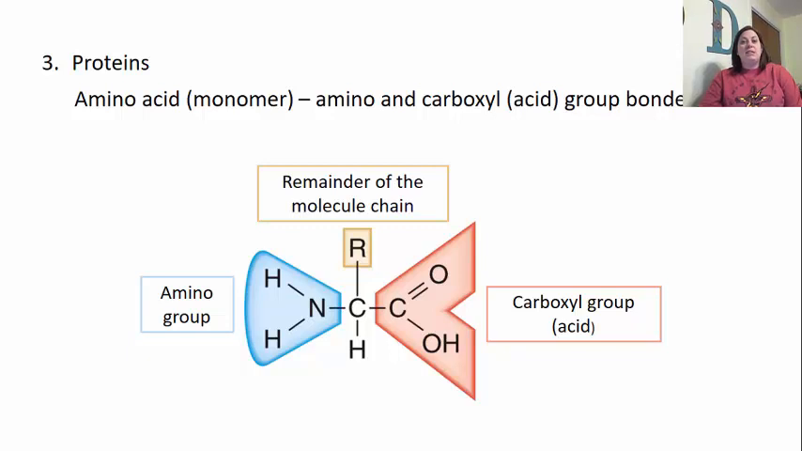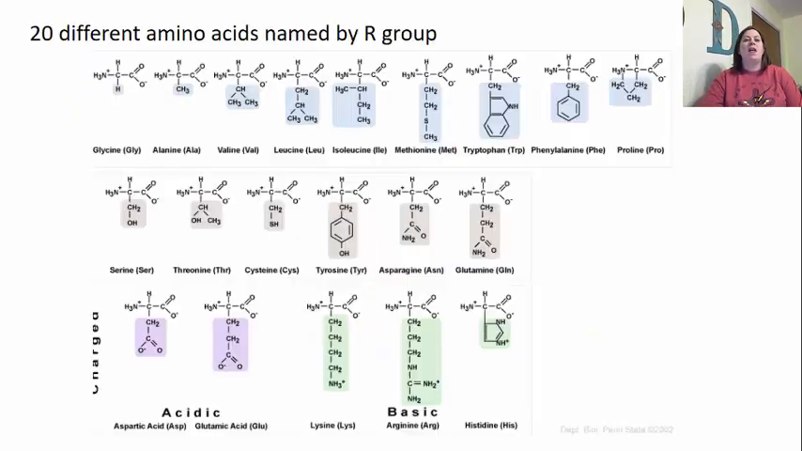Now we have proteins. Proteins are going to be built with amino acids. The building block is the amino acid. An amino acid has an amino group and a carboxyl group, and they're bound together by a carbon. The R here is the remainder part of the molecule, which is going to give us the 20 different types of amino acids. The 20 different amino acids just have a different R group.